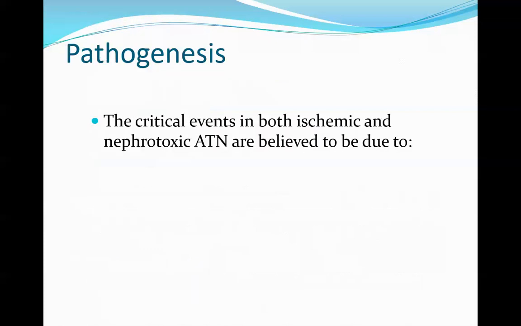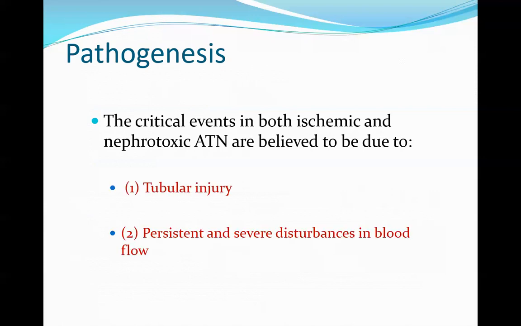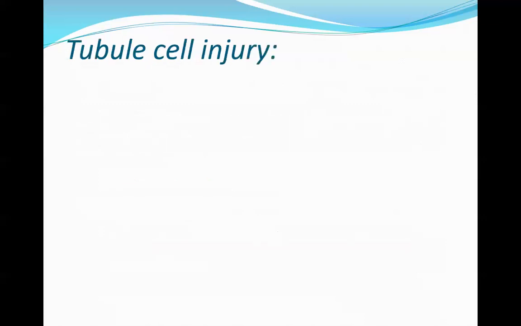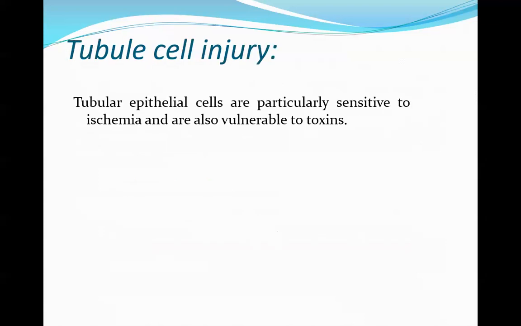Pathogenesis. The critical events in both ischemic and nephrotoxic ATN are believed to be two important factors. Number one is tubular injury, and number two is persistent and severe disturbance in blood flow. Starting with the tubular one. The tubular epithelium is particularly sensitive to ischemia, as we all know now, and is also vulnerable to toxins.